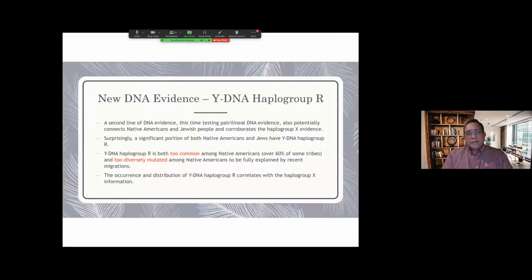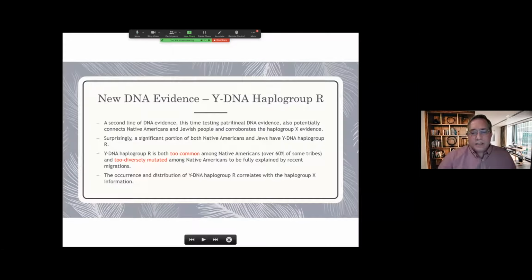And so what they've realized is you can't have that high a percentage of these be from European intermixture since Columbus and still have maintained that the tribe and them thinking that they're pure Native American ancestry. And in addition, when they tested the DNA for specifics, they found that there are a number of mutations among the Native Americans with this DNA type, which isn't explained by recent admixture.